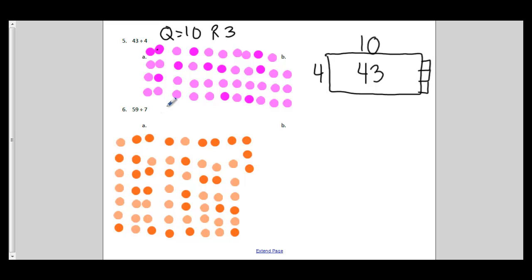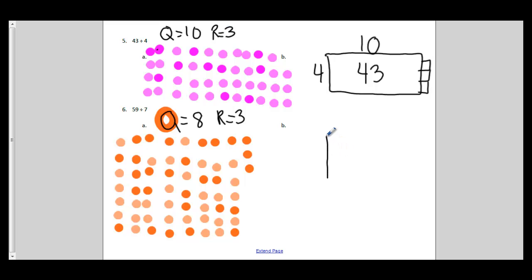And then I have a remainder. So my quotient would be 8. My remainder, 3. I should have put it equal.